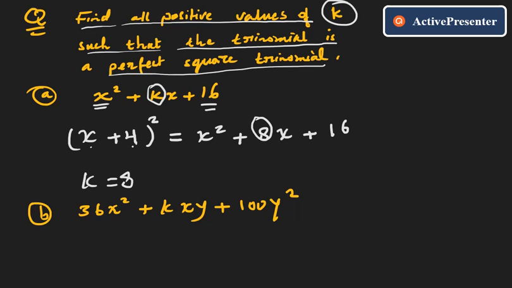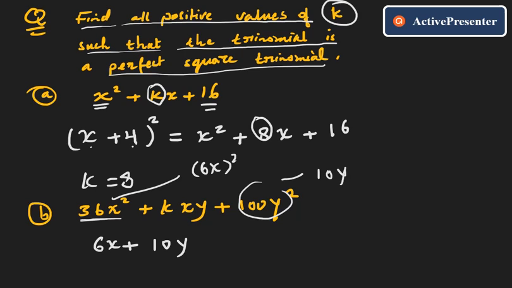When this is a perfect square trinomial, it should be that this 36 is 6x, and this is 10y. Since it is a perfect square trinomial, this is 6x all squared, and this is 10y all squared. So (6x plus 10y) squared equals what?